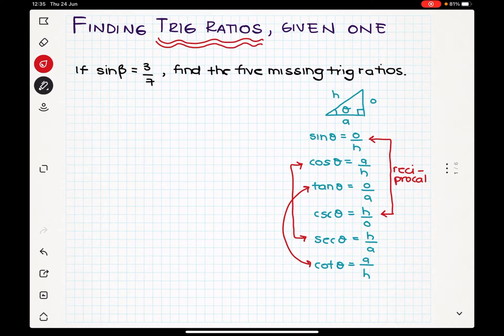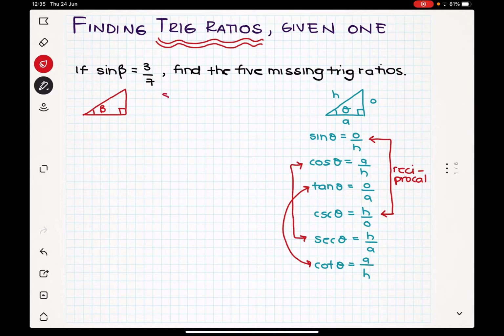So when we're doing this type of exercise, we only have to find two functions, because one is already given, and the other three we can get by switching the numbers around, because they are reciprocals. So let's get started with the actual problem. They're saying sine of beta equals 3/7. So I'm just going to put my triangle over here. This is the right angle. This is beta, because that's the name of the angle.